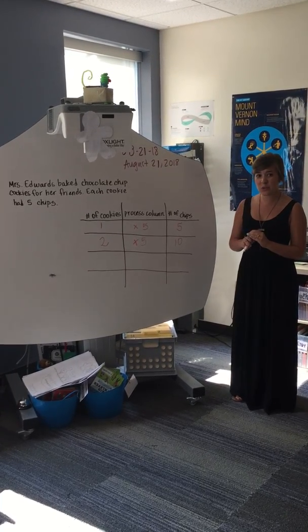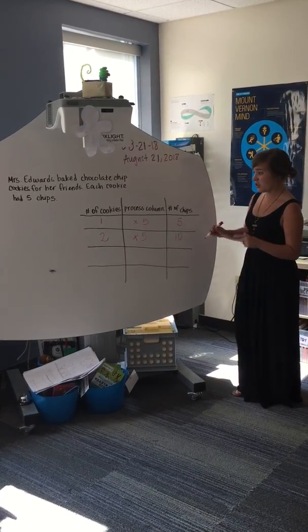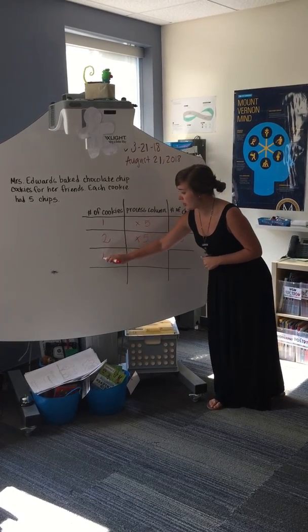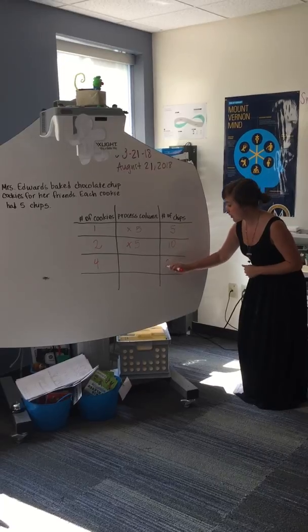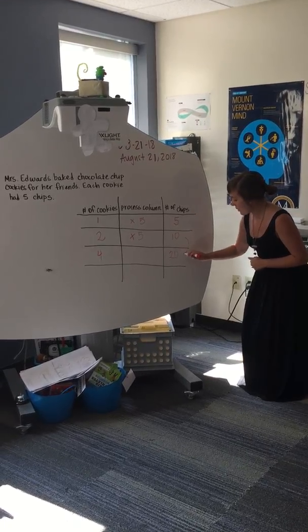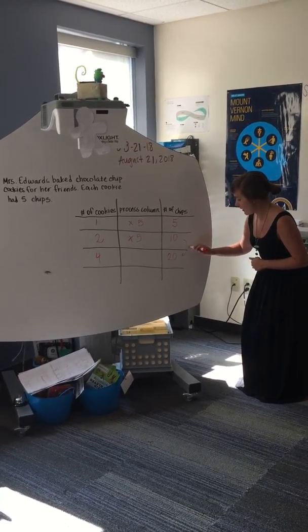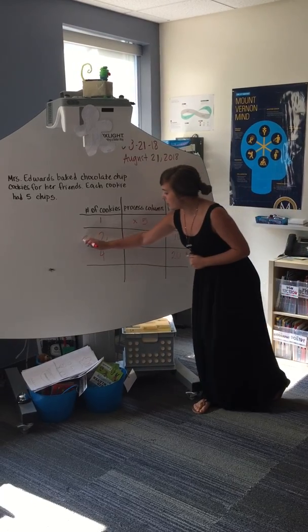I can also use a ratio table to show a doubling strategy. If I double my 2 cookies to 4 cookies, I can double my 10 chips to 20 chips here. And the relationship works this way as well. So I can show that times 2 this way.